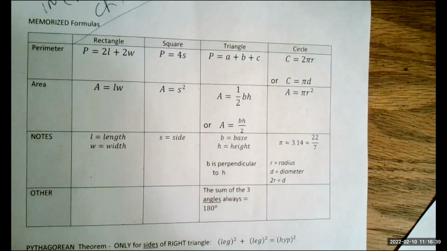There's also circumference. Remember, circumference is just a fancy word for perimeter. If a shape has straight edges, we use the word perimeter. If the shape has curved edges, we use the word circumference. Okay. And the curved edges almost always involve pi.